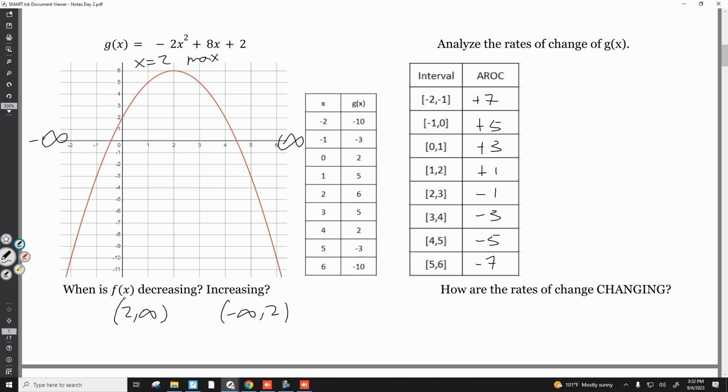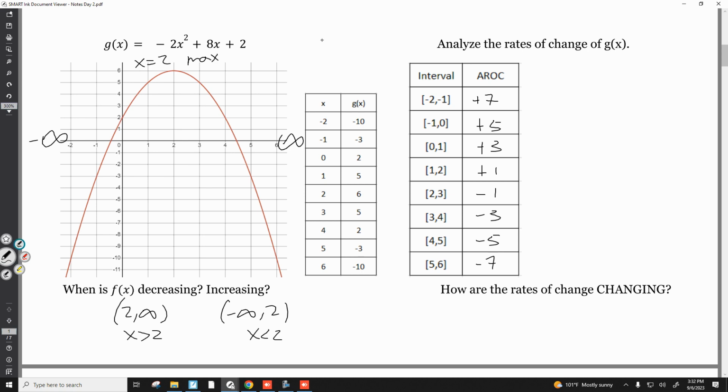We can write these intervals also not using interval notation, but using inequality notation. Just so you know, you could say x is less than 2 is the same as negative infinity to 2. X is greater than 2 is 2 to infinity.